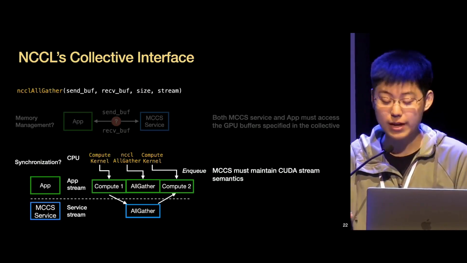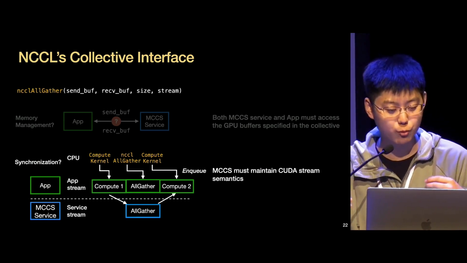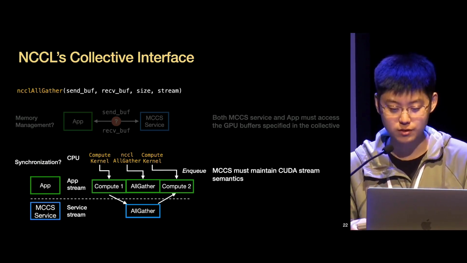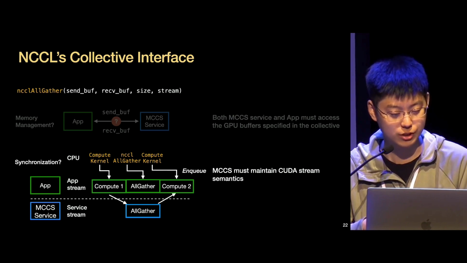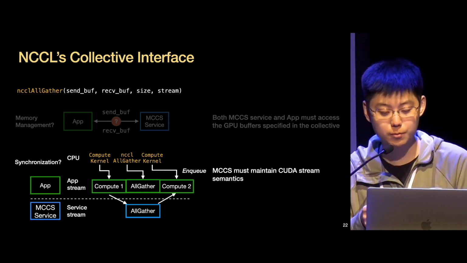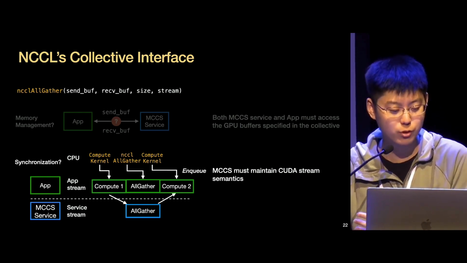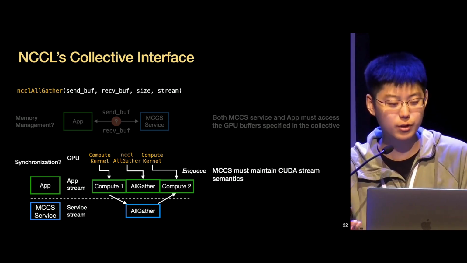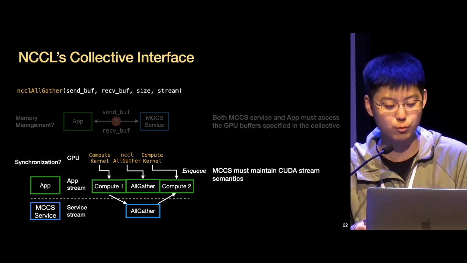Next is the synchronization issue. We want the collective operation in the MCCS service, which is the AllGather here in the blue box, to start only after compute kernel 1 in the application is complete, and likewise for compute kernel 2. However, a CUDA stream is local to a process, so there's no direct way for one process to wait for a stream inside another process. So this problem is really about interlocking CUDA activities between two individual processes.